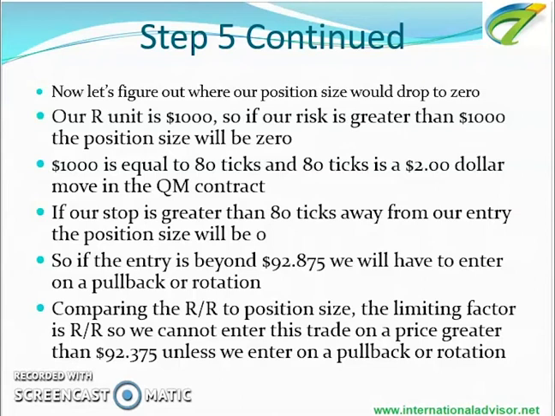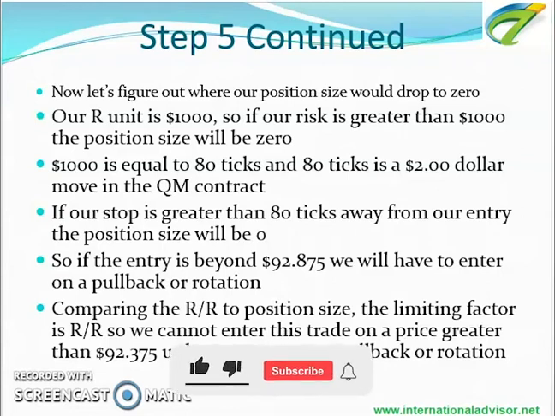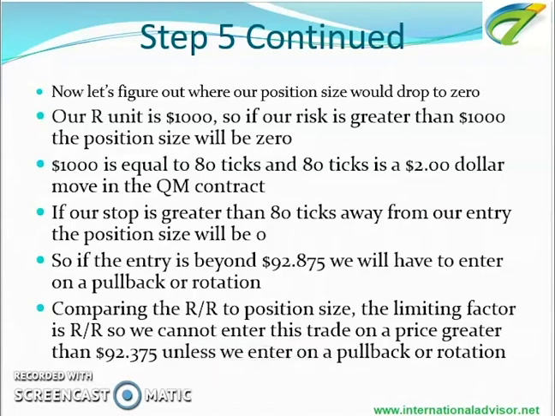$1,000 is equal to 80 ticks if you divide it by the coin value. And 80 ticks is a $2 move in the contract. If our stop is more than 80 ticks away from our entry, the position size will be 0. So if the entry is beyond 92.875, we will have to enter on a pullback or rotation. Comparing RR to position size, the limiting factor is RR, so we cannot enter this trade at a price greater than 92.375 unless we enter on a pullback or rotation after the trade triggers.